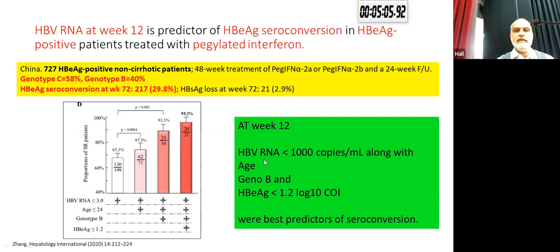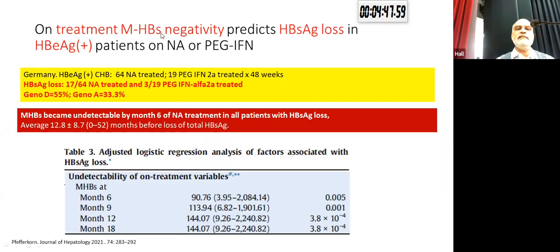As we can see, at week 12, these were the four factors that were associated with seroconversion at a later date. And as the number of factors increases, if all the four factors are present, then 95% of the patients achieve seroconversion. Similarly, median HBsAg levels also predict HBsAg loss in E antigen positive patients. And these become negative 6 months before HBsAg loss. So these can be a factor that can be predictive of future HBsAg loss in patients on nucleoside analogs and PEG interferon.